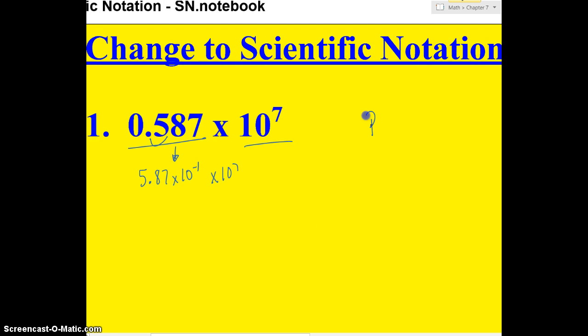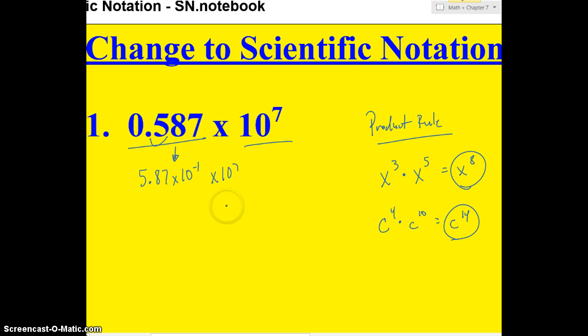Now I'm going to pause and see if you remember the product rule when talking about exponents. When you have numbers or variables with the same base and you're multiplying, you simply add the exponents. Do we remember that lesson? Okay, if you had c to the 4th times c to the 10th, you would say 4 plus 10 is c to the 14th. We're multiplying numbers with the same base, or exponents with the same base. So we go times 10, negative 1 plus 7 is 6.